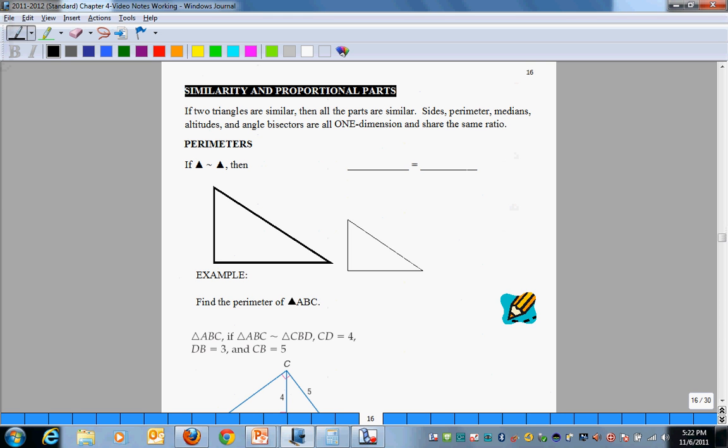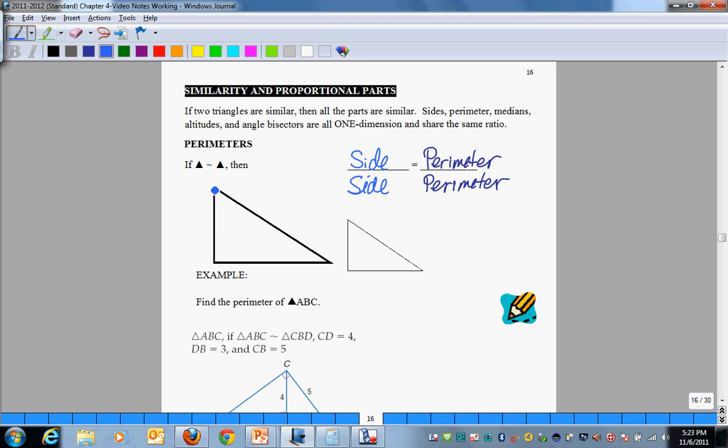So, since perimeter is a one-dimensional concept, and sides are a one-dimensional concept, they have the same ratio. One thing you want to keep track of is that when you have the scale factor, a side-to-side ratio, it's going to be the same ratio as perimeter over the perimeter. Let me give you an example.